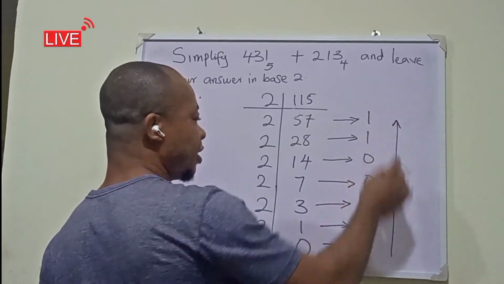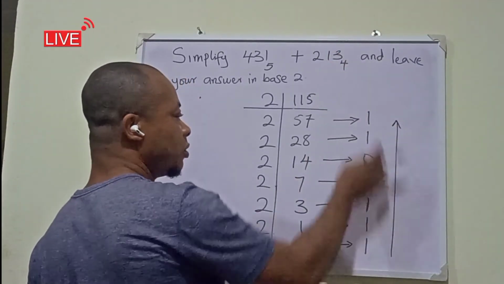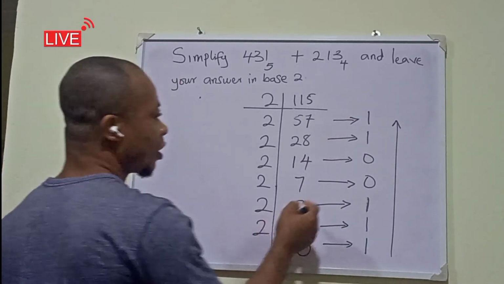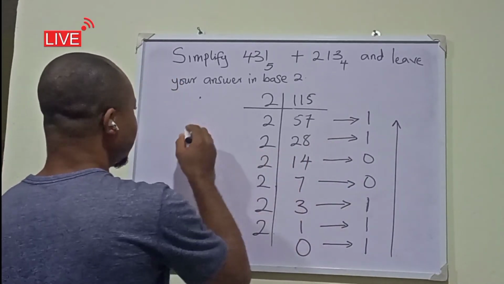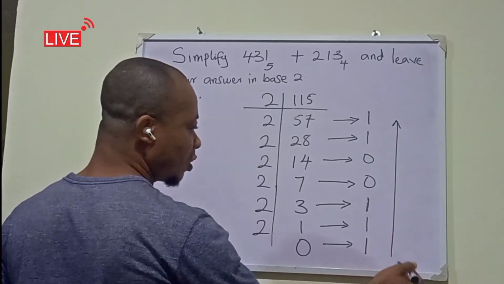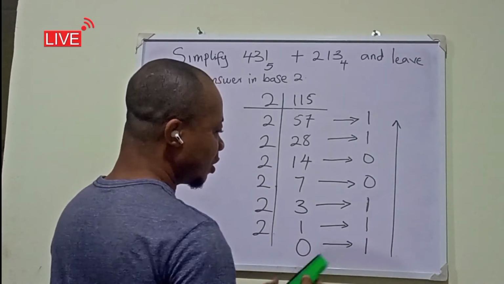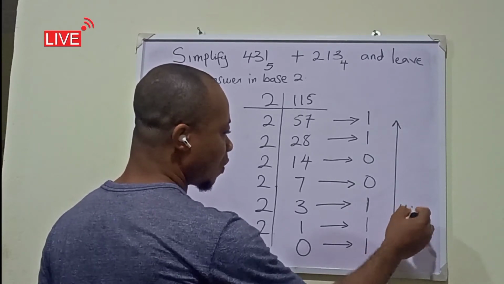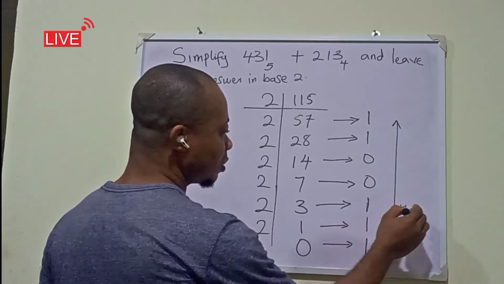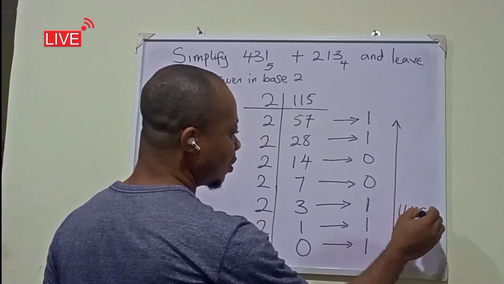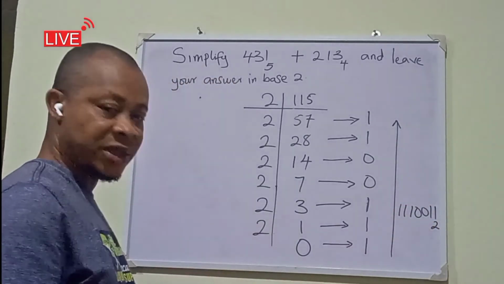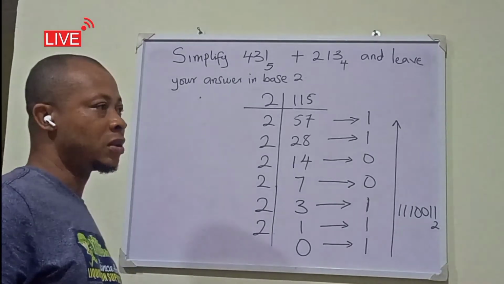So your answer now becomes like this, as the arrow goes from down to up. The answer will be 1, 1, 1, 0, 0, 1, 1 base 2. That's the final answer to this problem.